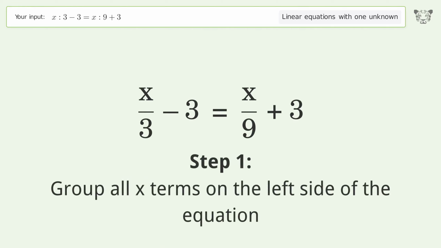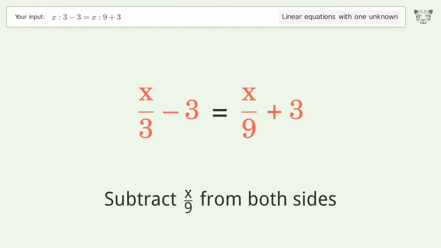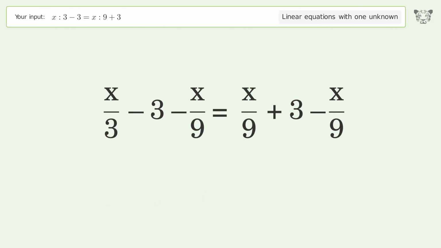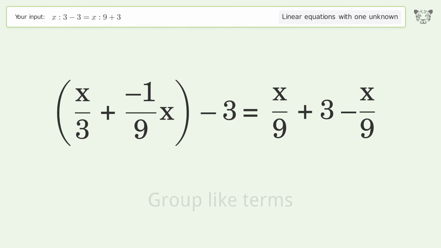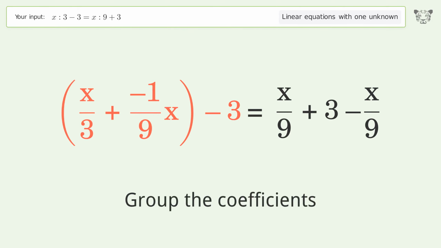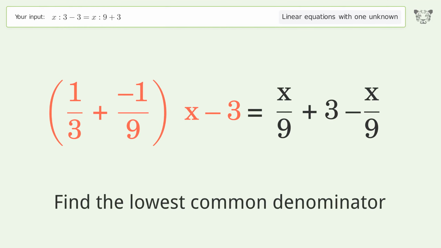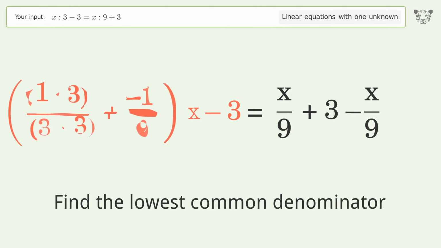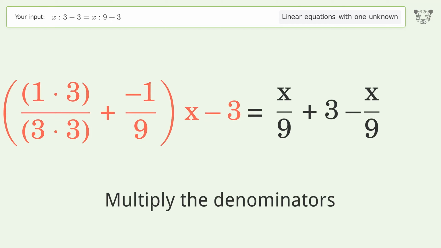Group all x terms on the left side of the equation. Subtract 10 over 9 from both sides. Group like terms. Group the coefficients. Find the lowest common denominator. Multiply the denominators.